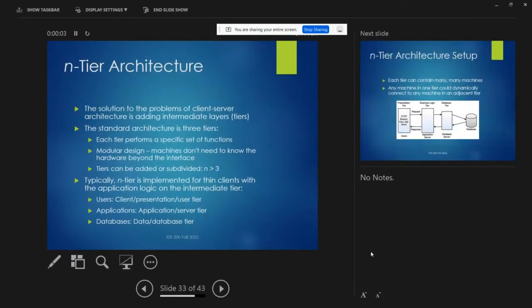So yeah, the solution to problems with client server is adding intermediate layers. Rather than just having one server that does everything for all of its connected clients, you have one group of machines running applications and another group of machines acting as databases. So the standard architecture is 3 tiers. Each tier performs a specific set of functions.